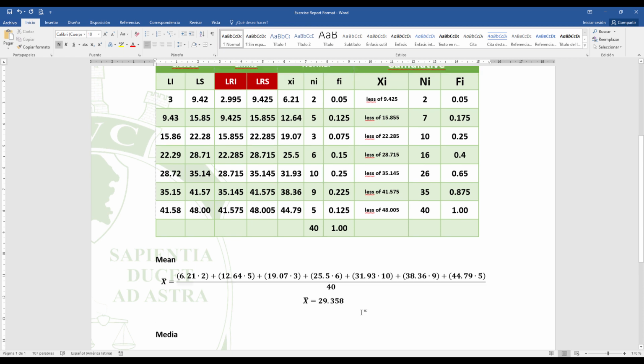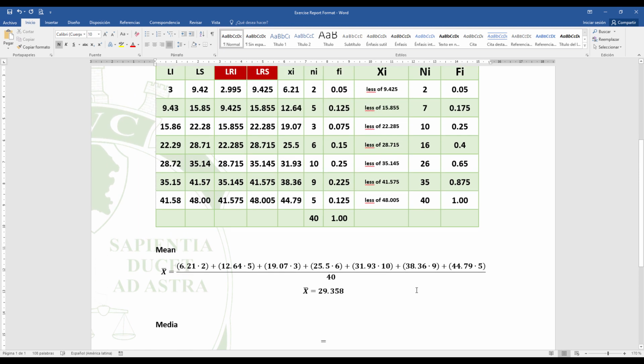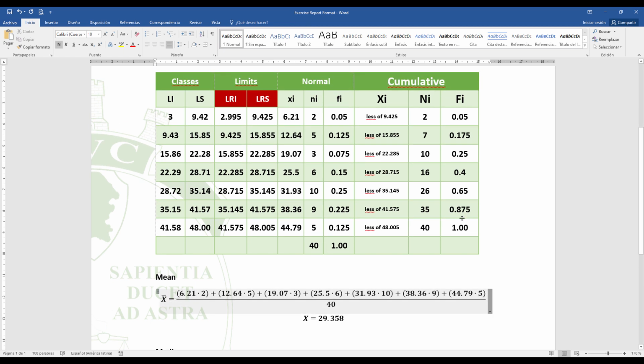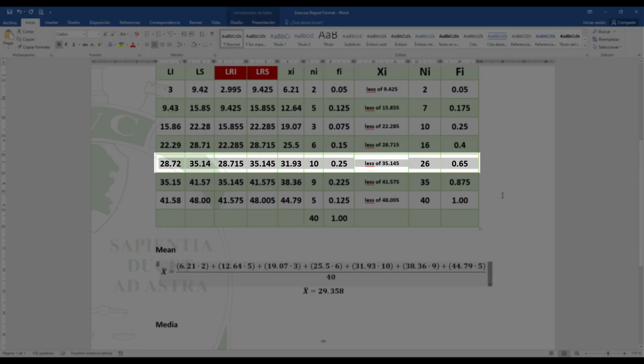So you got the mean, 29.358. Now we calculate the median. To calculate the median you need to choose the row with the middle of the data. You can use the cumulative frequency. For example, here we got a total of 40, so the 20 that is the middle is in that row.